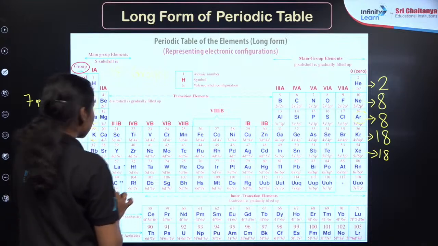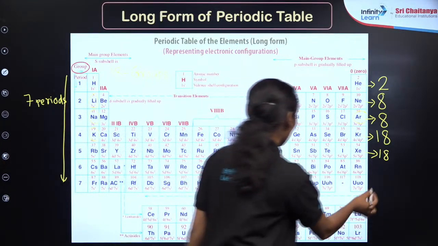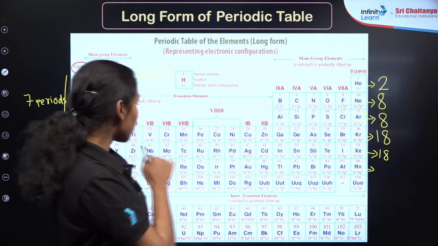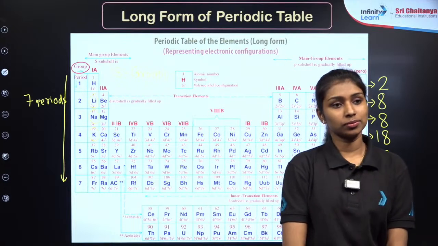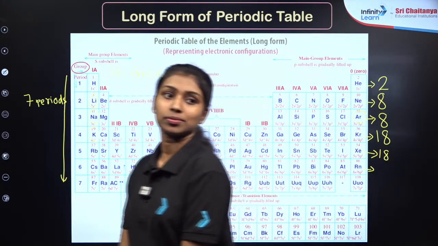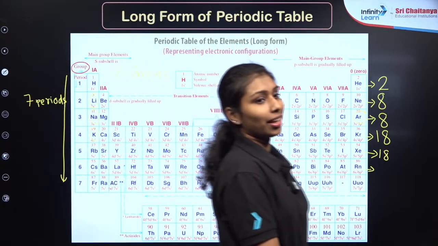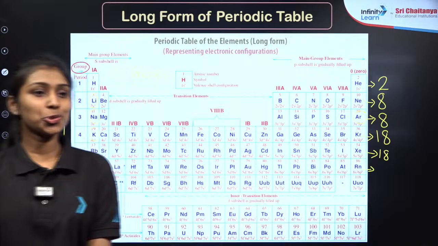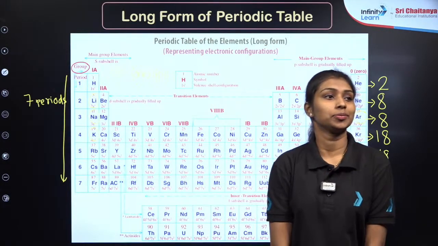Now I have directly moved to the sixth period. It starts from cesium and it ends with radon, right? How many elements are present in the case of the sixth period? Kabil, 36. Are you sure? 36 elements are present here.